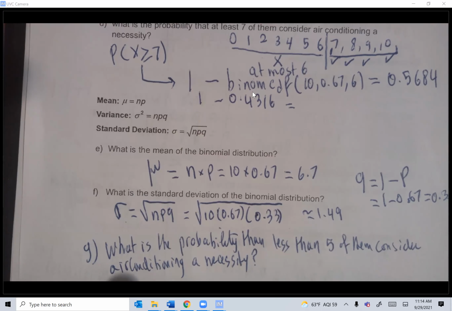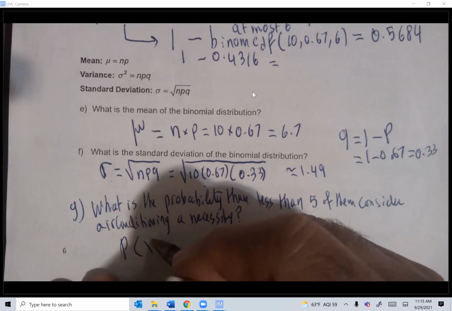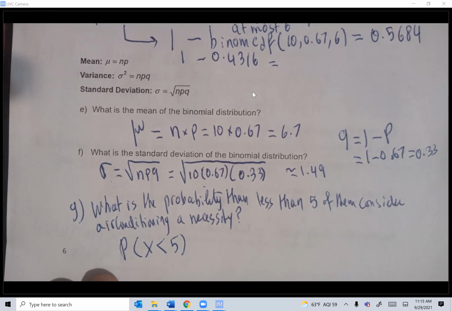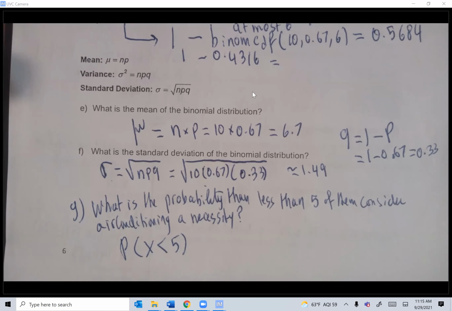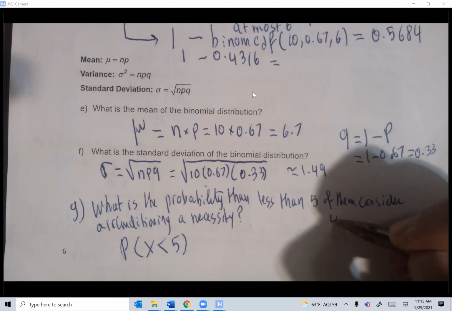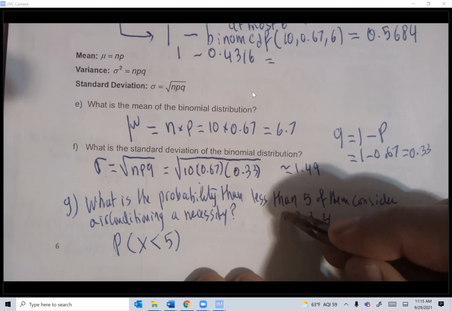The last question is, what is the probability that less than 5 of them consider air conditioning a necessity? Okay, less than 5 is this, probability of x less than 5. Okay, how do we do this? Less than 5, guys, means 4 or 3 or 2 or 1 or 0.